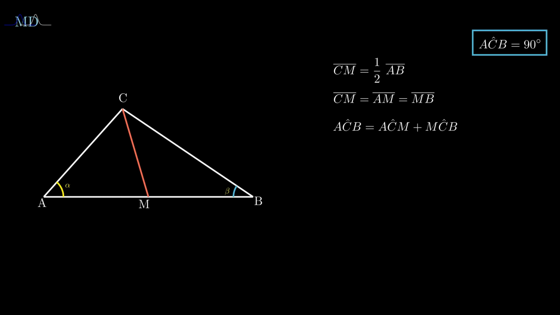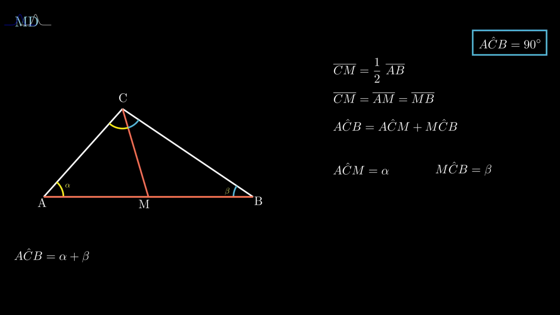If we consider the triangle AMC, it is an isosceles triangle because AM and MC are congruent. This also implies that the angle ACM is equal to alpha, because the angles adjacent to the base in an isosceles triangle are congruent. Another isosceles triangle is the triangle CMB, and the angle MCB is congruent to beta. Thus we can write that ACB is equal to the sum of alpha and beta.